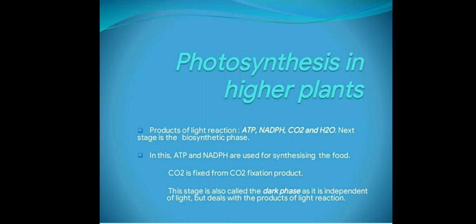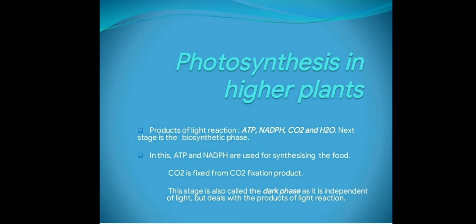By this process, the glucose molecule is formed in photosynthesis. So biosynthesis is a phase in which the glucose molecule is formed in photosynthesis by utilizing the ATP and NADPH molecules. The source of ATP and NADPH molecules is the light reaction. So this phase is called the biosynthetic phase.